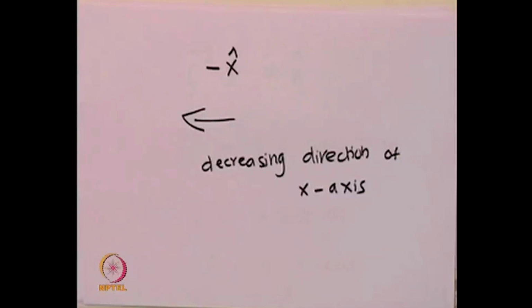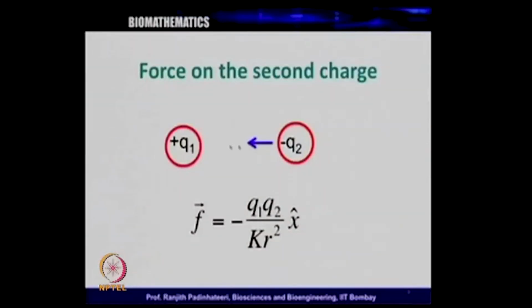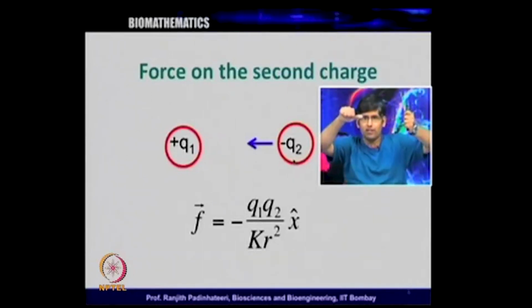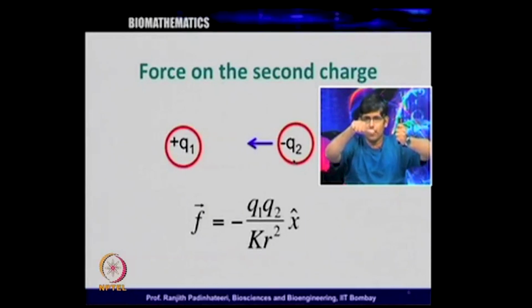Here what you have is q1 and q2, where one is a plus charge and the next one is a minus charge, and the force on the second charge due to the first charge is again q1 q2 by r square, but it is in the direction of the minus x-axis. It is along the x-axis, but they are attracting. So see the direction of the arrow. The direction is towards the decreasing x-axis, just as we just discussed.